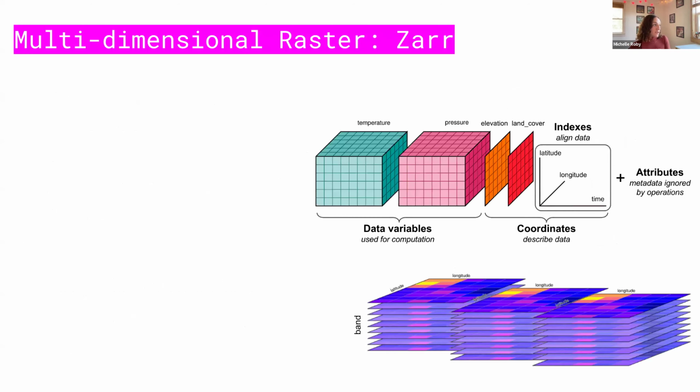So for the multi-dimensional raster that I mentioned earlier, I've got this example I was alluding to where we've got latitude, longitude, time, but then we also have all these other factors like land cover, elevation, pressure, temperature, all this information we want together. And so that's when you'd probably use something like a data cube. And Zarr is great for that.